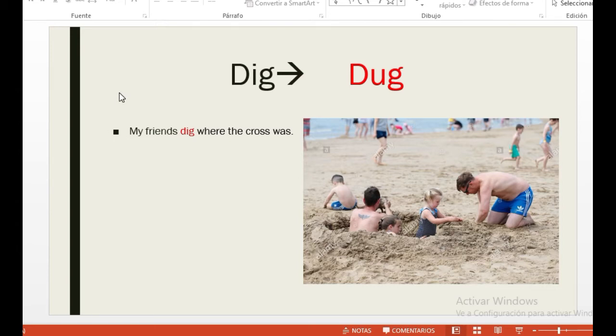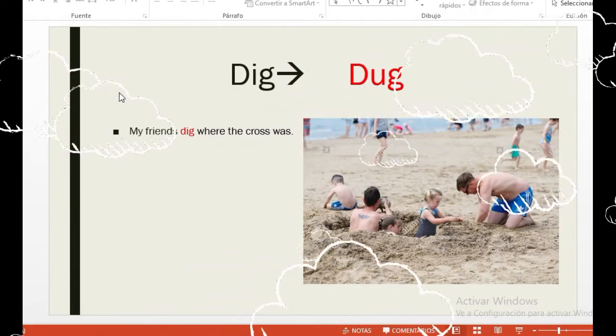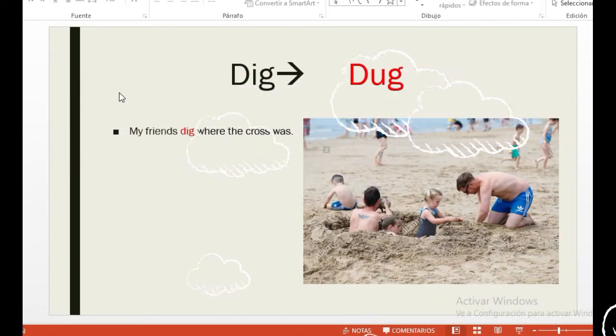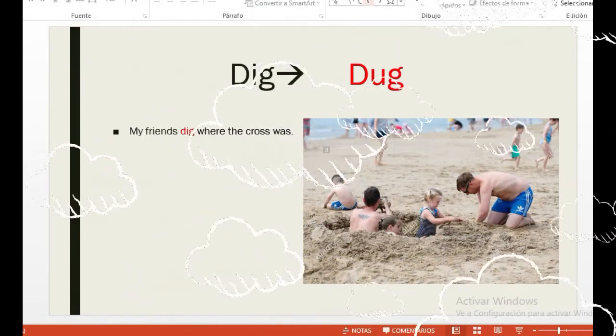Okay, our next word is something that is very funny when you are at the beach, that you like to dig, to play with the sand, but in past is dug. Okay, so my friends dug where the cross was.